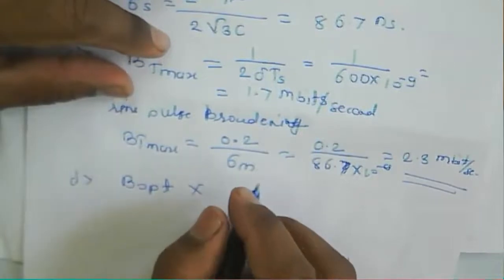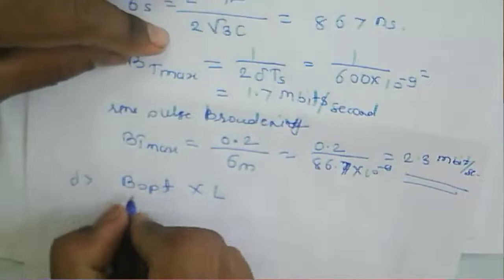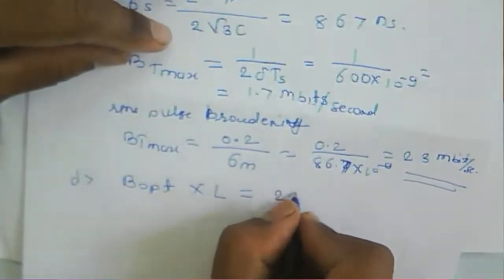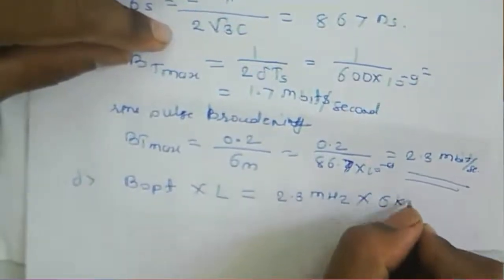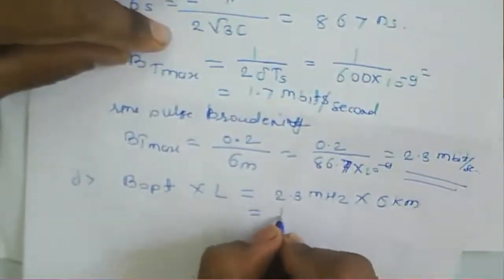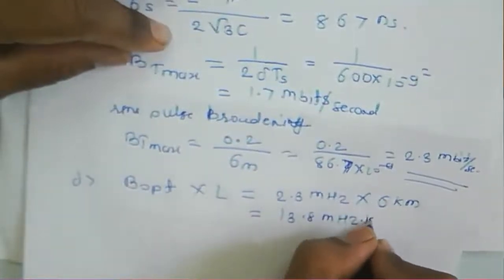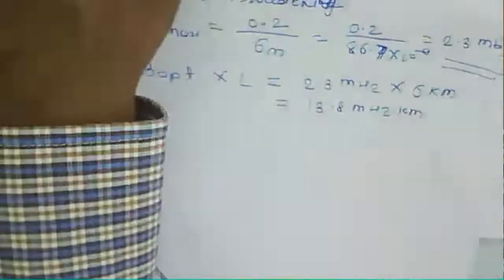These are the bandwidth length product for the above. So bandwidth into length here is about 2.3 megahertz into 6 kilometers. Then the answer will be 13.8 megahertz into a kilometer. That will be the bandwidth length product. So here we just stop for some numericals.